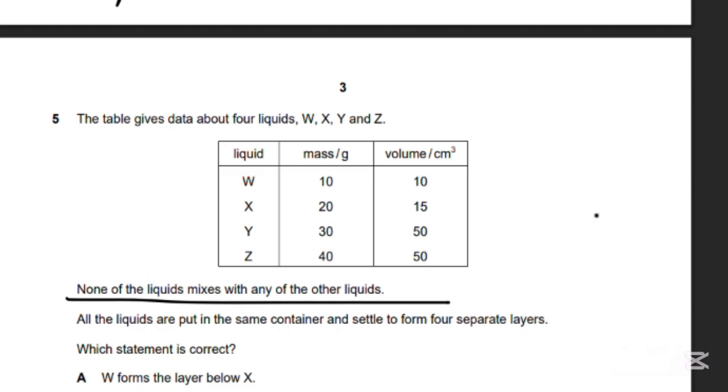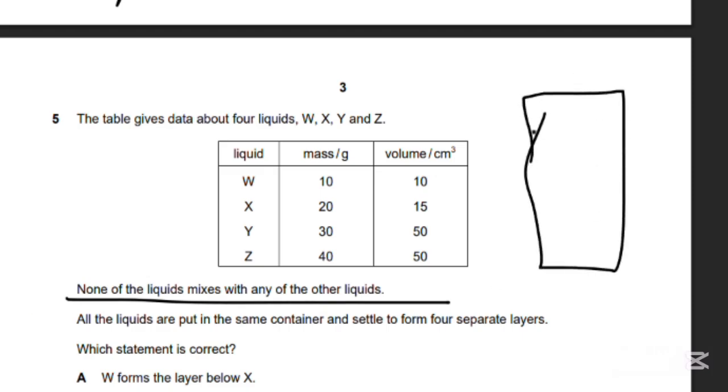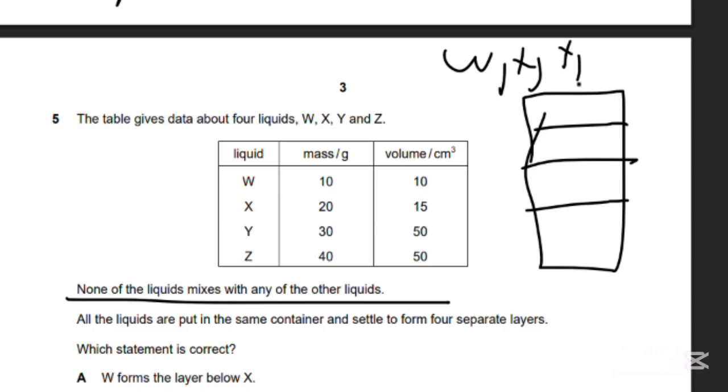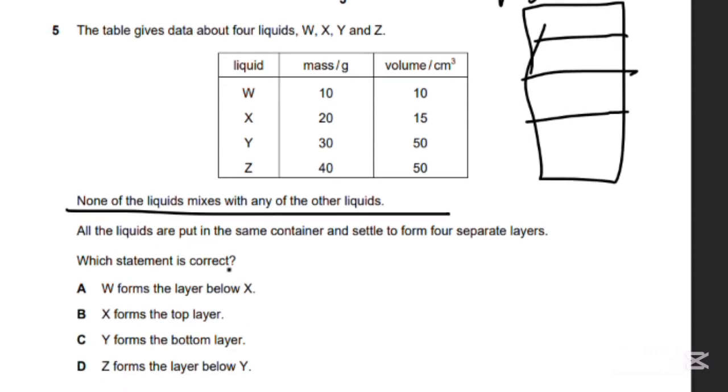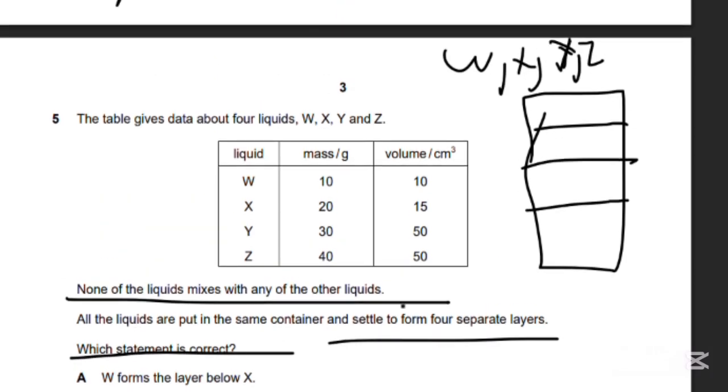Okay, the table gives data about 4 liquids, W, X, Y, and Z. None of the liquids mixes with any of the other liquids, so this is important because they don't mix. So let's take, we have this container, and it has W, X, Y, and Z, right? All the liquids are put in the same container to settle to form 4 separate layers.